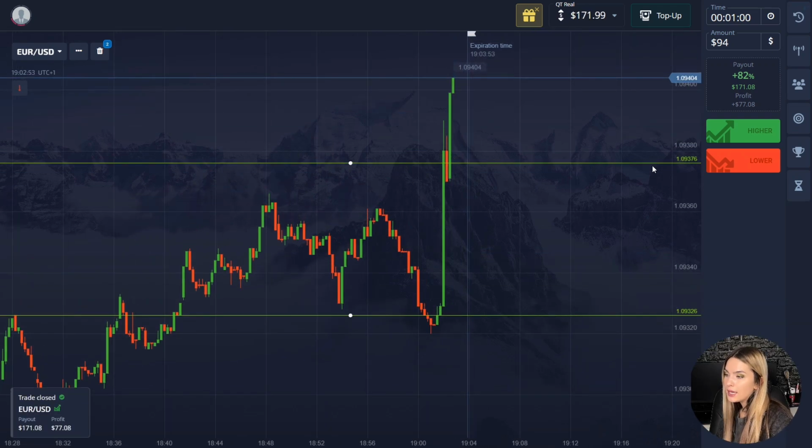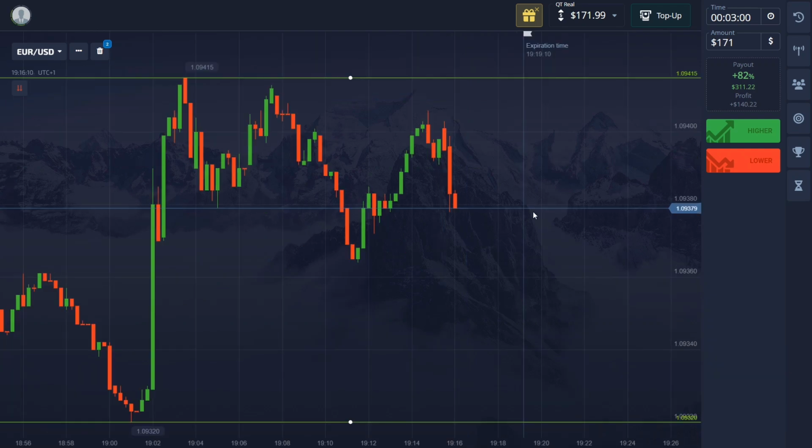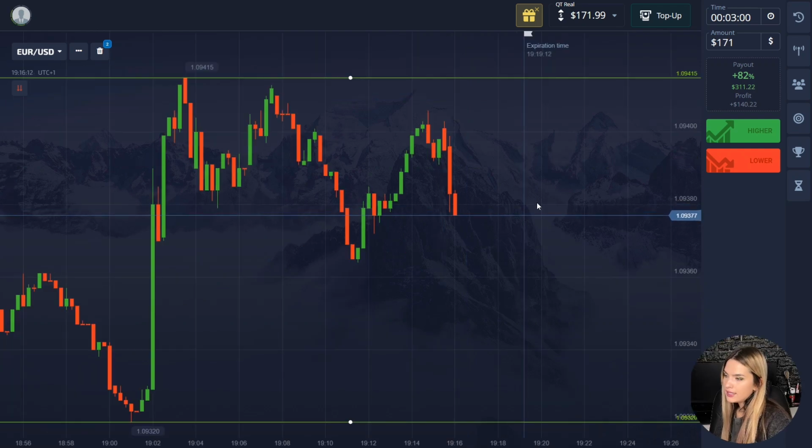As you can see, immediately after our entry point, a huge green candle rose on the chart, updating the maximum and breaking through the next level. Guys, we closed our deal with the profit. Now let's see what happens in the market next.